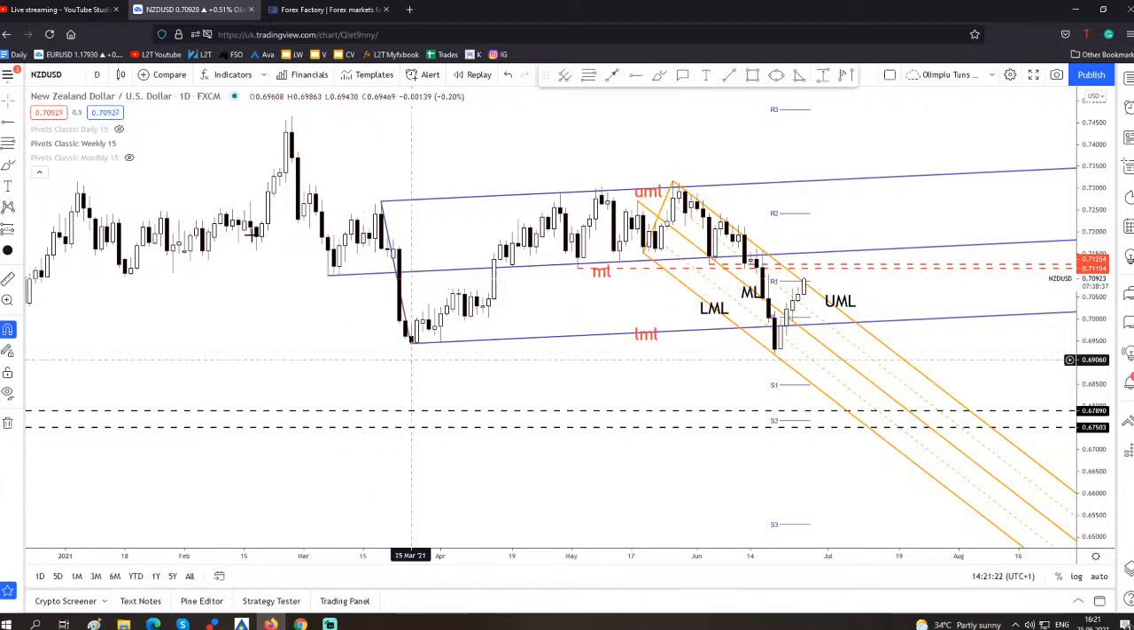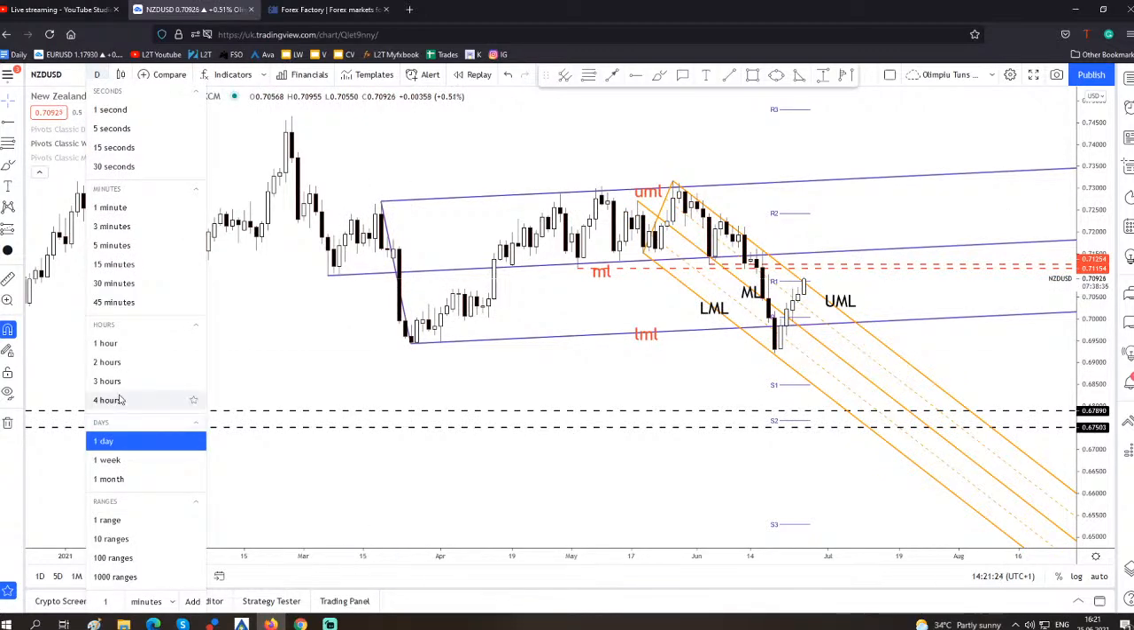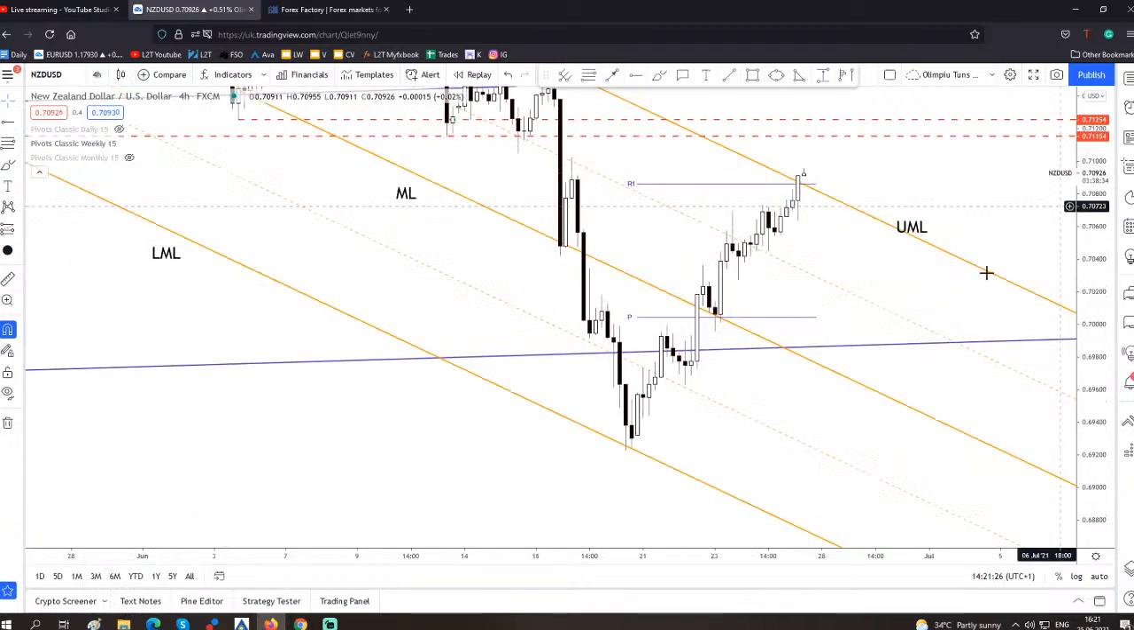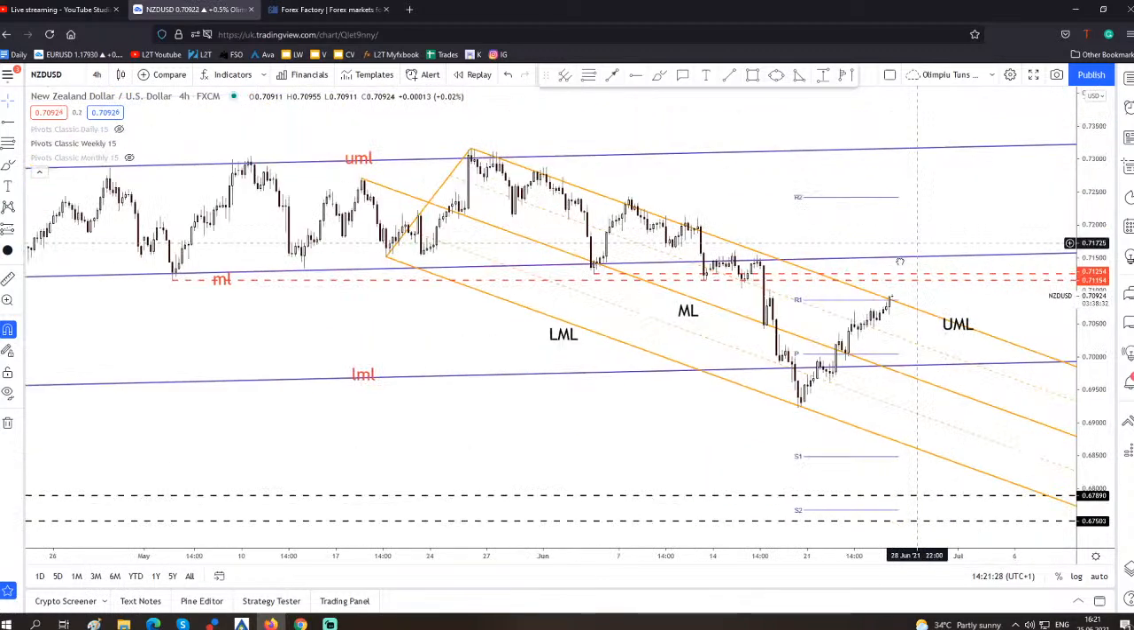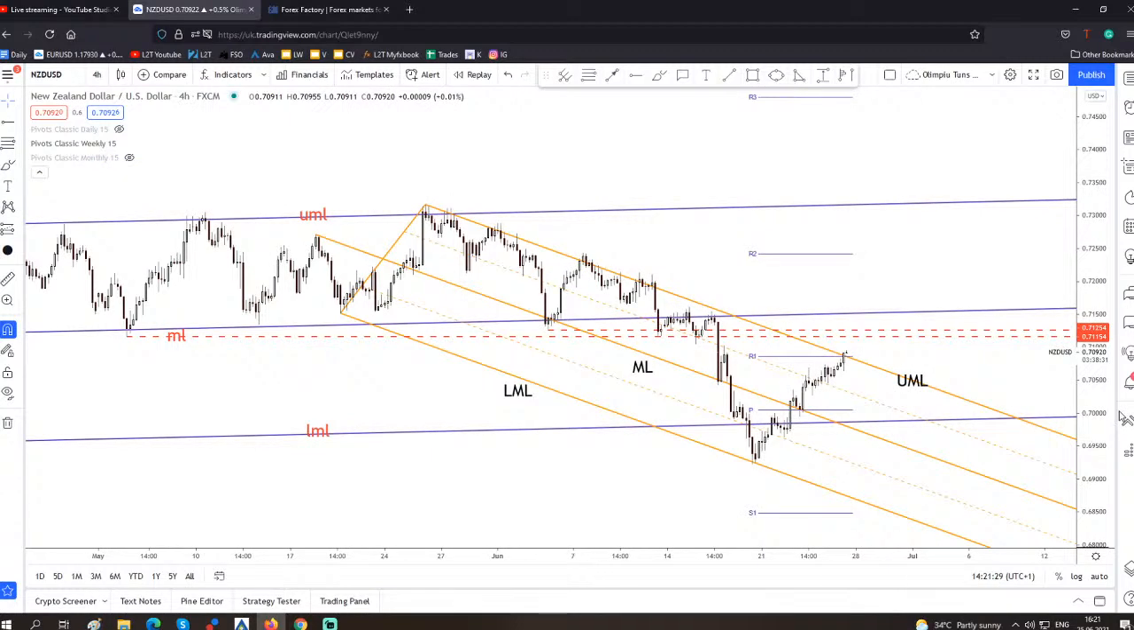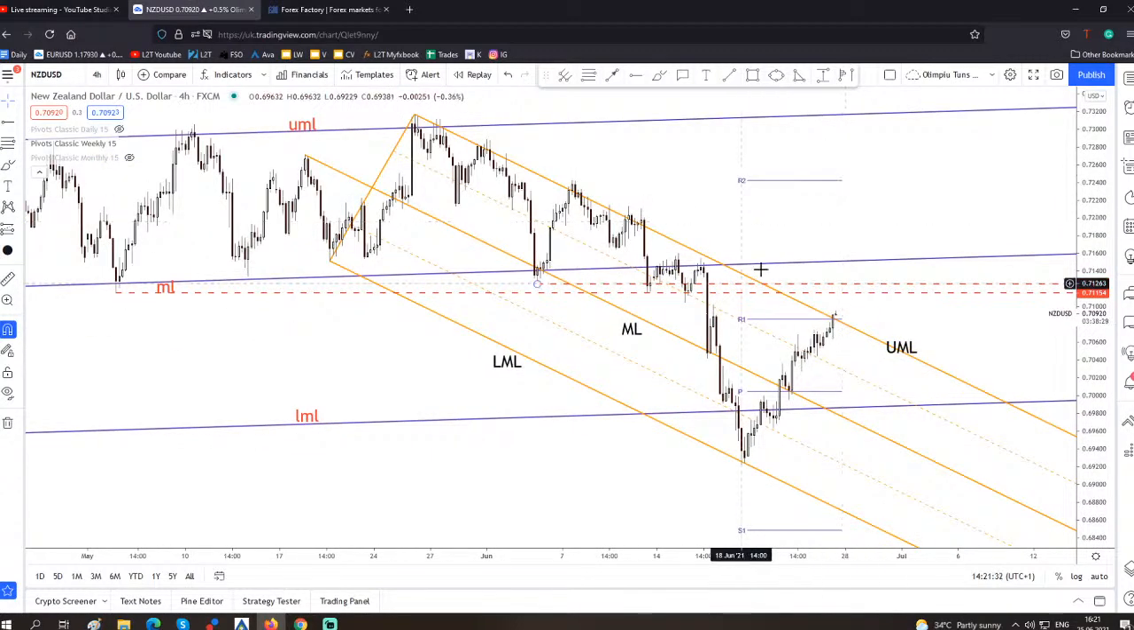So right now the pair rallies, the price increases only because we have that sell-off on the DXY. And please take a look here how the price respects the upper medium line, the medium line, the lower medium line. So we had a drop towards the lower medium line, and now the price is traded higher and is pressuring the upper medium line of the descending pitchfork. Let's wait and see, because the upper medium line is seen as a dynamic resistance here.